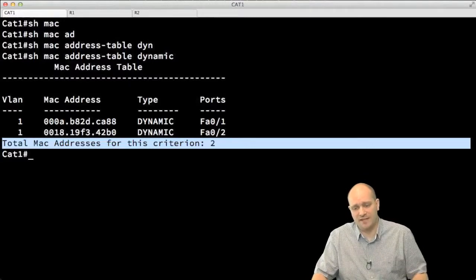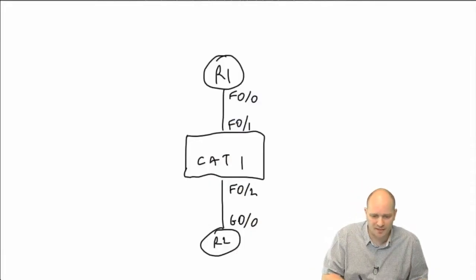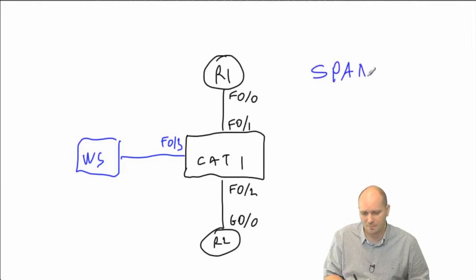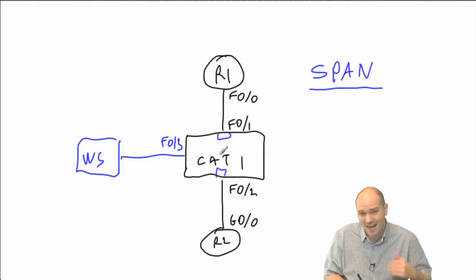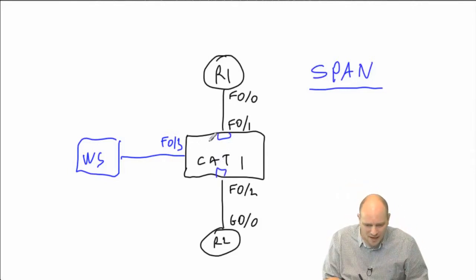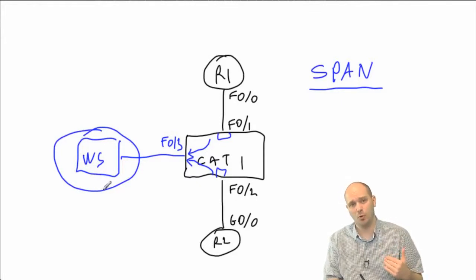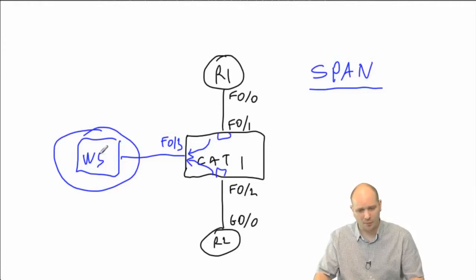I do have another device connected to my network. This other device is a host running Wireshark, so the packet capture software. This is connected to fast Ethernet 0/3 on Cat1. I'm going to use a feature on my Cat switch which is called SPAN, or the port mirroring really. And I'm going to monitor these ports and anything that I receive on these two ports, I want to send a copy of this to my Wireshark so that I can actually observe all the traffic that enters these two ports in real time. Let me go and configure this feature real quick.